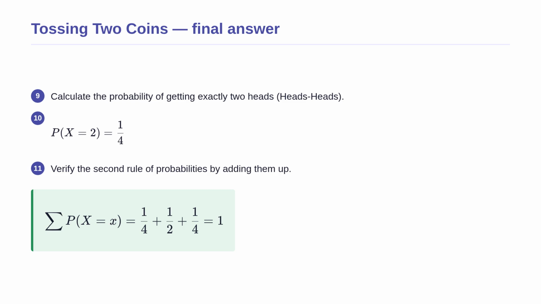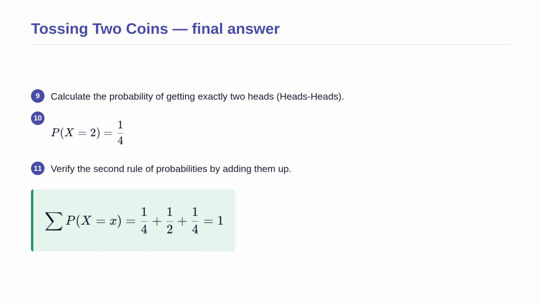We calculate the probability that x equals 2, meaning both coins land on heads. Just like the 0 head scenario, there is only one specific way this can happen. Therefore, the probability is 1 successful outcome divided by 4 total possible outcomes. Finally, we must check our work using the second rule of probabilities we learned earlier. If we add 1/4, 1/2, and 1/4 together, it equals exactly 1. This proves our calculations are correct and complete.